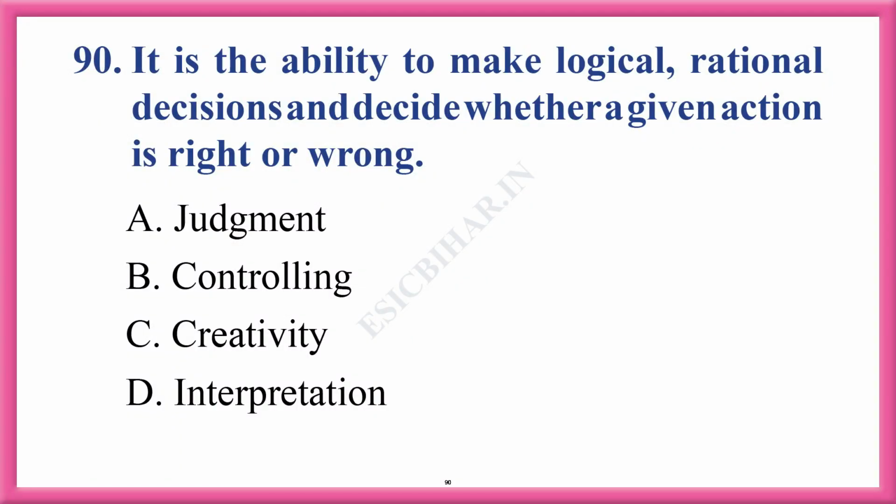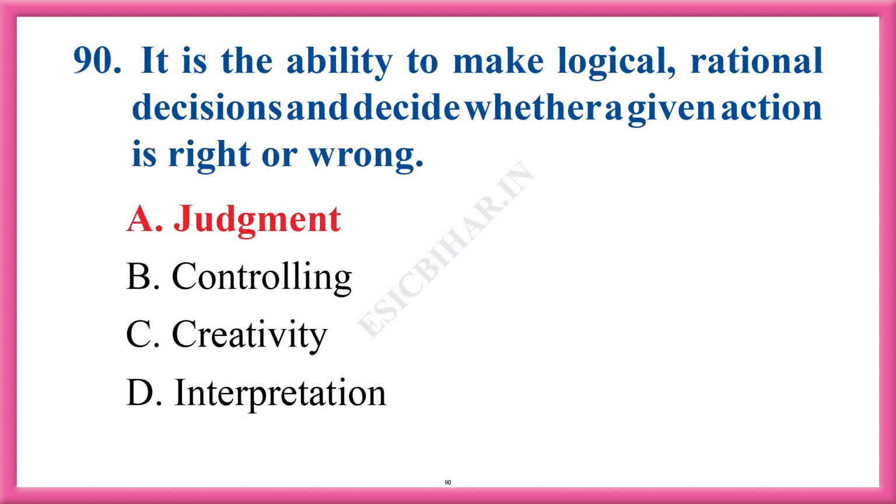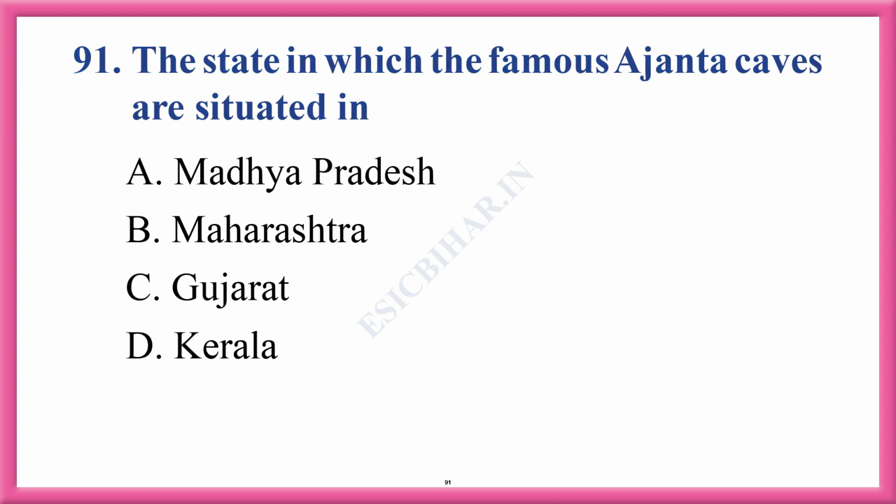Question 90. It is the ability to make logical, rational decisions and decide whether a given action is right or wrong. A. Judgment. B. Controlling. C. Creativity. D. Interpretation. And the answer is A. Judgment. Question 91. The state in which the famous Ajanta caves are situated in: A.